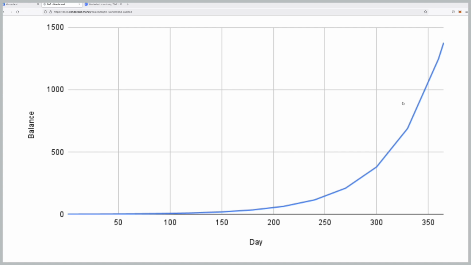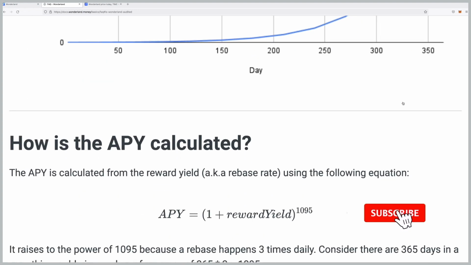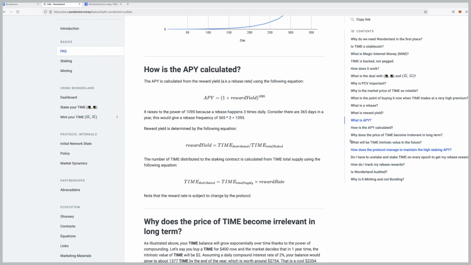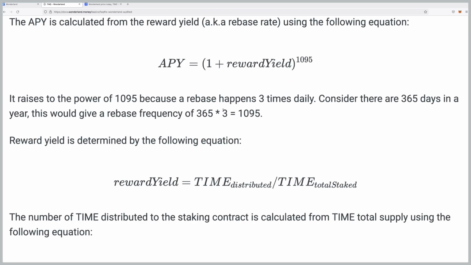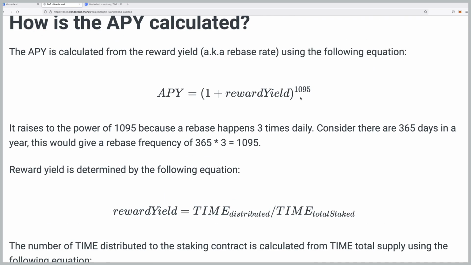These returns are still subject to many variables, like the price of time and the percentage of APY, which I'll show you how to calculate now. These variables can change. So how is the APY calculated? It uses this formula: APY equals (1 plus reward yield) to the power of 1095.